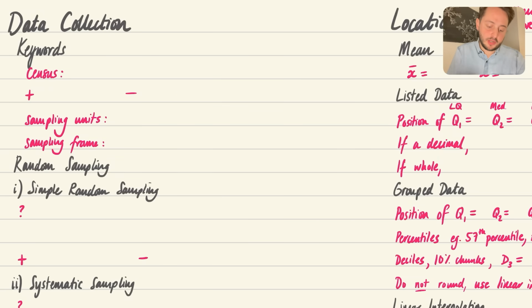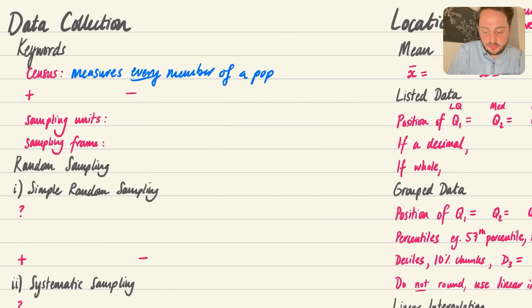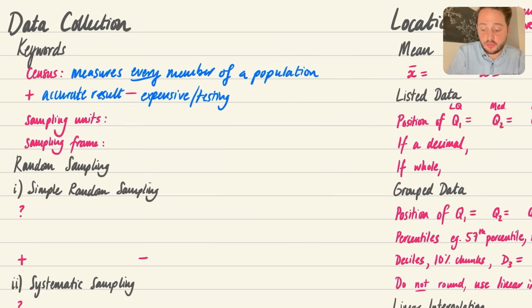So first of all, some keywords here. When you see the word census, if they ask what that means, a census is something which measures every member of a population. And what I've written here, these little plus and minuses, they are going to refer to advantages and disadvantages. So the advantage of this is that this should be an accurate result. And the disadvantage of this is that it's probably going to be very expensive or time consuming, and sometimes the testing may destroy the units that you're talking about.